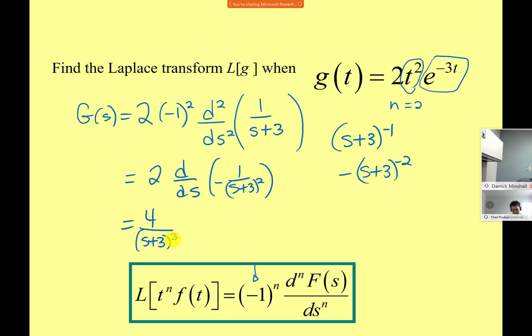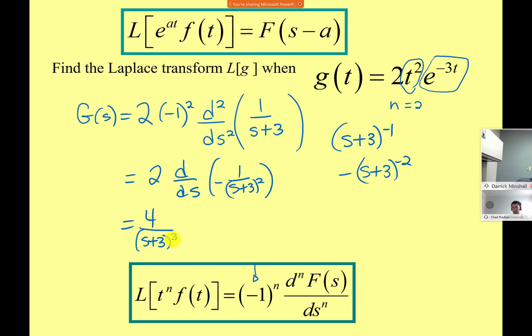So that's how the multiplier rule works: you do that (-1) to the n, take the Laplace transform, and then do however many derivatives that power on the t was. Any questions on how I got that?